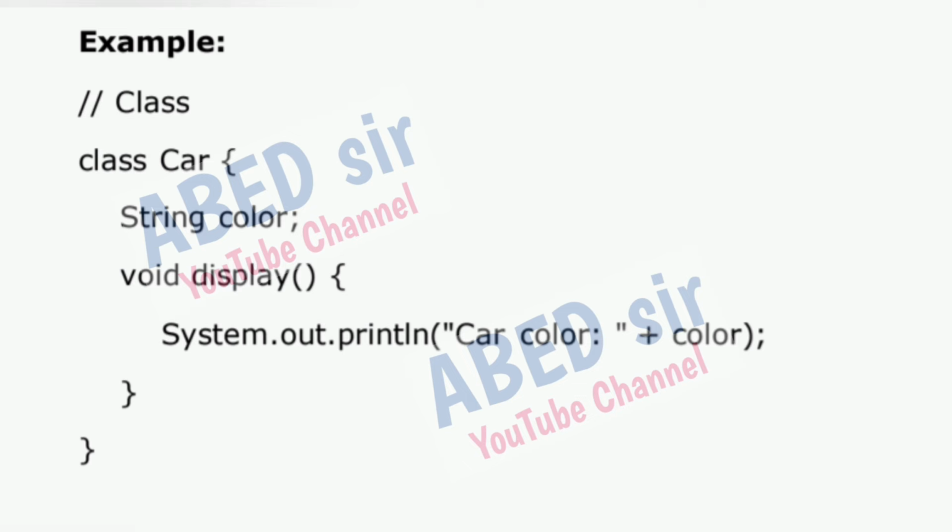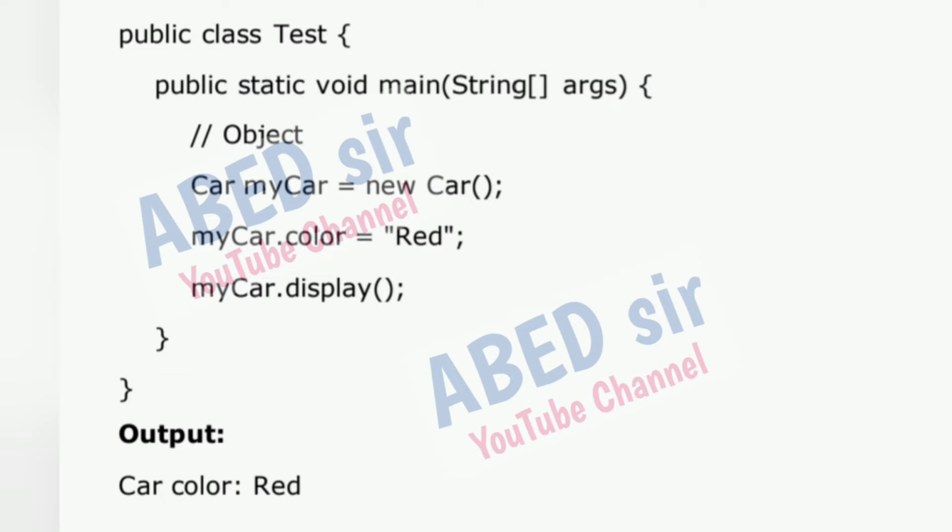System.out.println("Car color: " + color); public class Test { public static void main(String[] args) { Car myCar = new Car(); myCar.color = "red"; myCar.display(); } } Output: Car color: red.